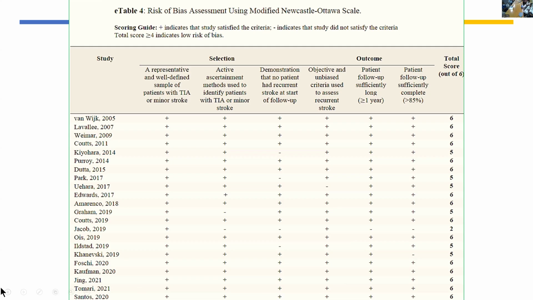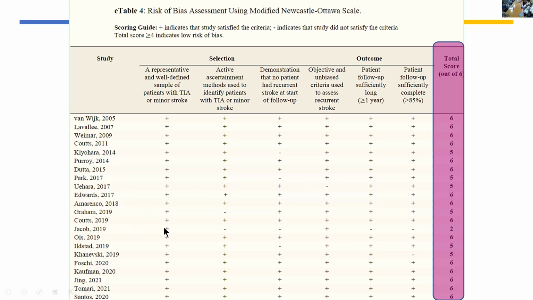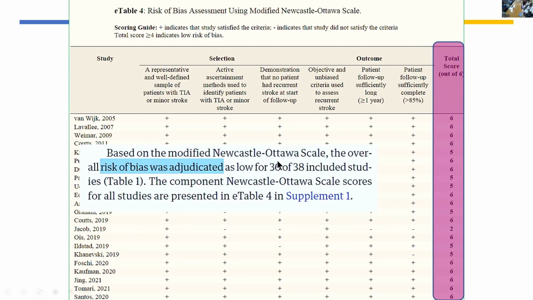So you can see one particular study here. Sorry, Jacob 2019. They assessed some criteria as having high risk of bias and gave a score of 2. So overall, they said 36 of the 38 studies had no risk of bias. So overall, we can say that the studies had good quality or low risk of bias.